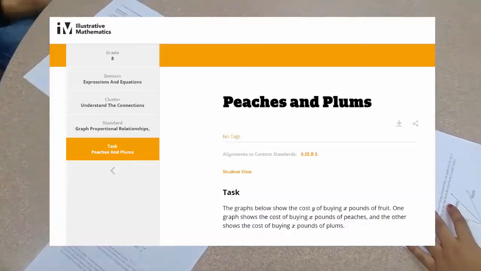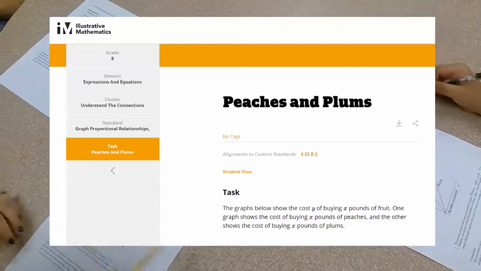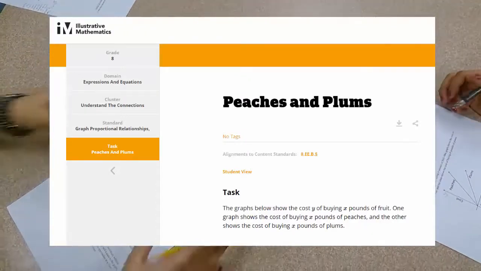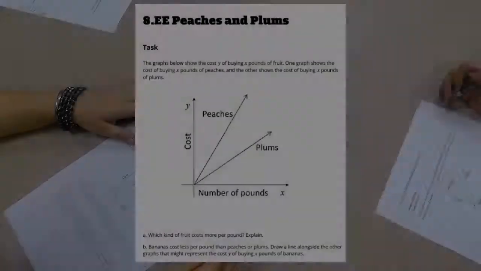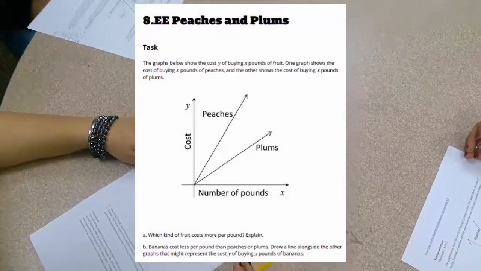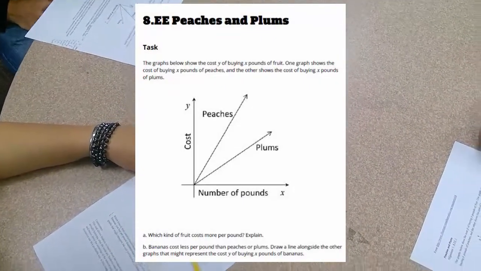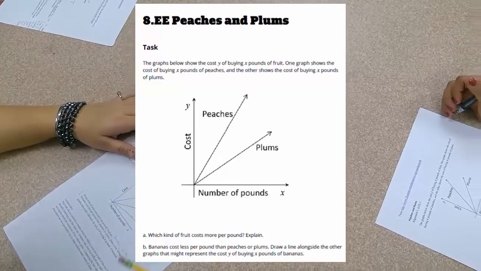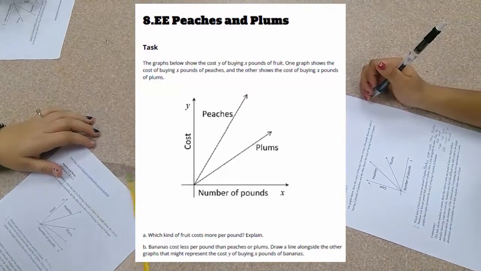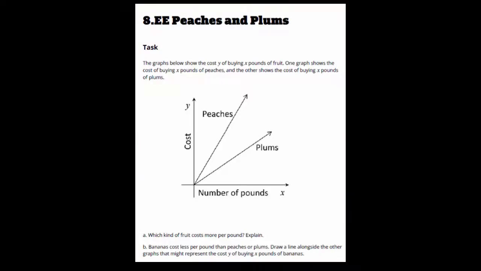Peaches and Plums from the free online resource Illustrative Mathematics ask students to reason about slope of a direct proportional relationship in the context of cost per pound by analyzing a graph without a scale. Listen to how these students use different approaches to make sense of the slope of these lines.